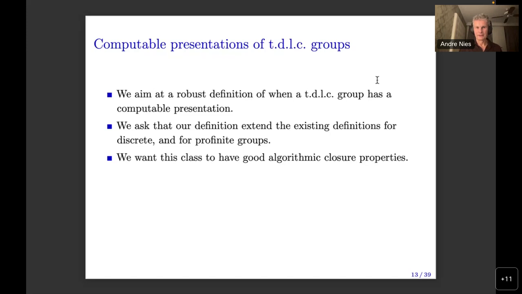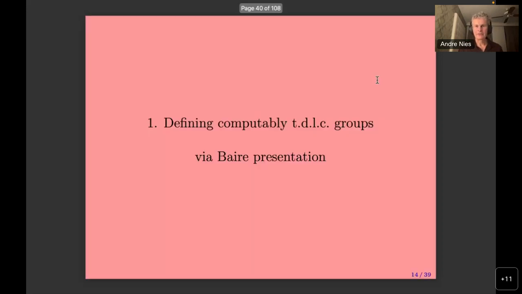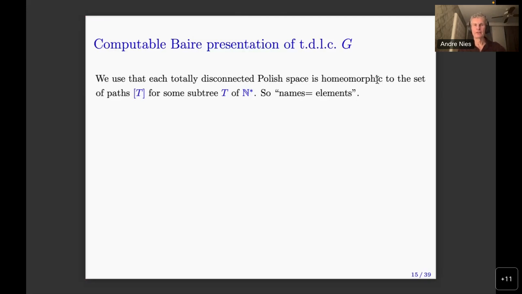So I give you two equivalent notions that satisfy all these. And they're uniformly equivalent in the sense that I can turn one presentation into another in an algorithmic, constructive way. Okay, that's the goal. I will devote maybe 15 minutes on those presentations. The first we call bare presentation, as in bare space.